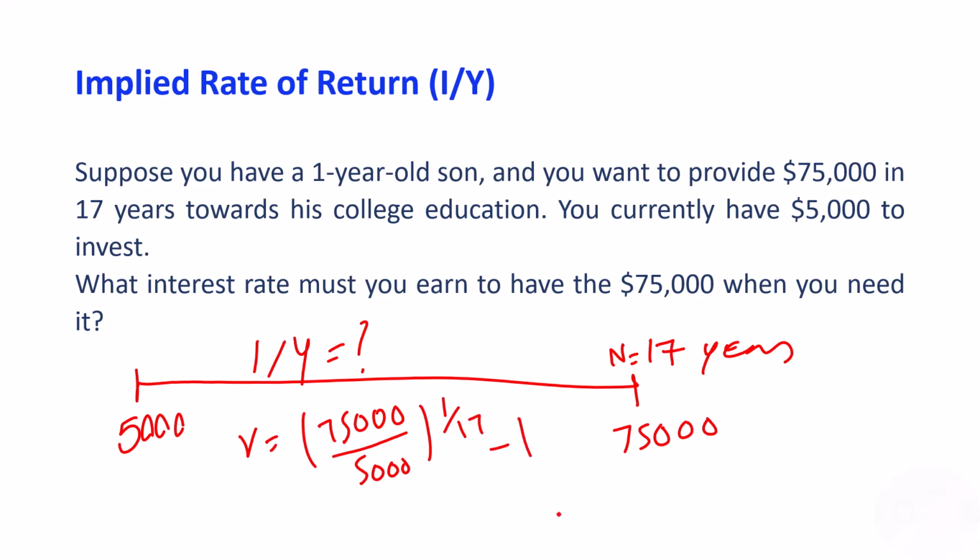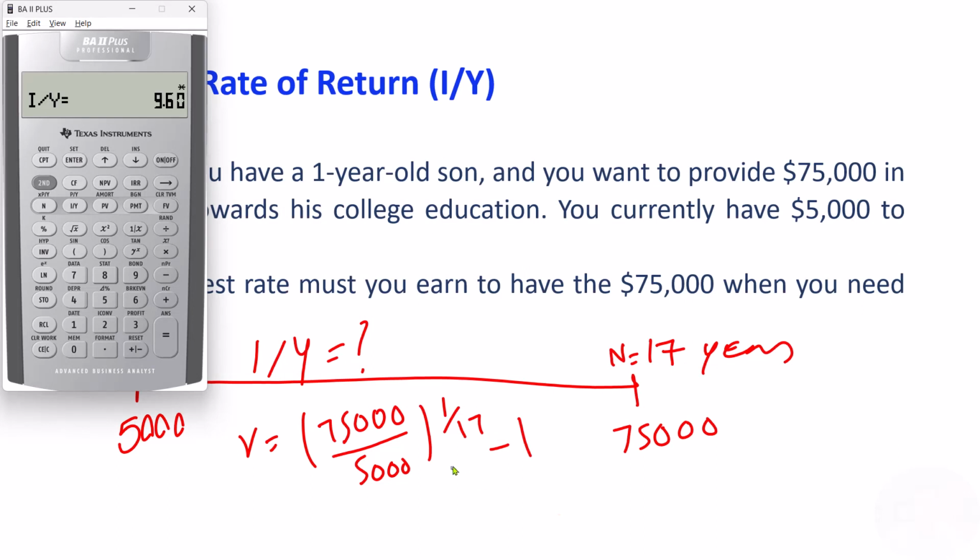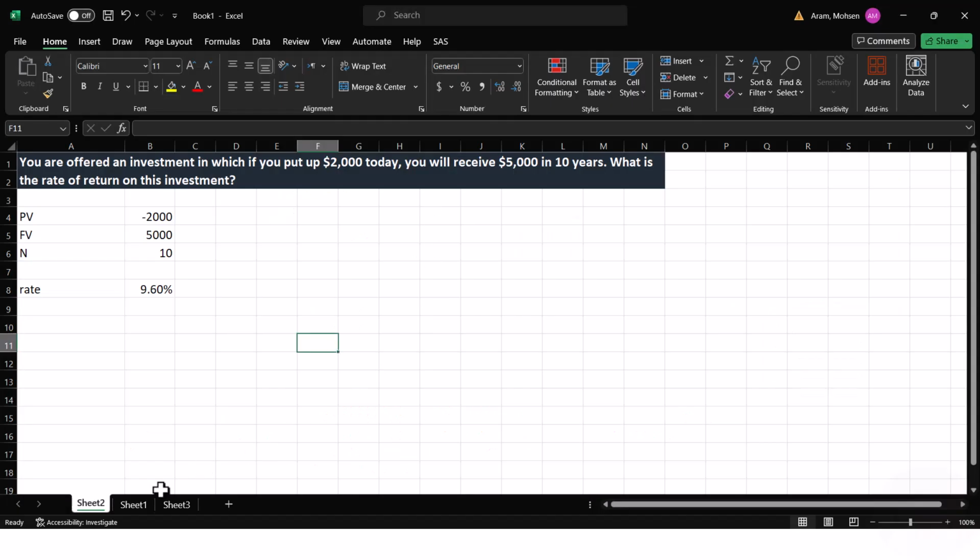Okay, so let's go to the calculator. I'm going to clear this first. And then we have 75,000 for future value, 5,000. Now I remember to put the negative sign here for present value, and then we have 17 years to achieve this goal. What kind of rate of return do we need to get to this point? 17.27%.